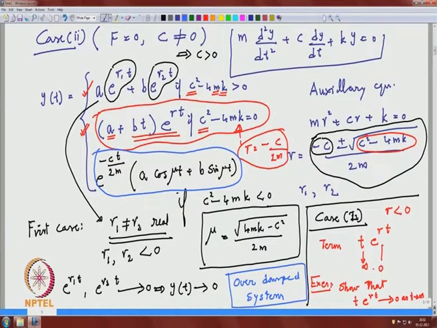When you look at that term, this is a cosine term, this is a sine term, both are bounded, and hence this entire term is a bounded quantity. But this term is a quantity which goes to 0. So, let me take up the third case.